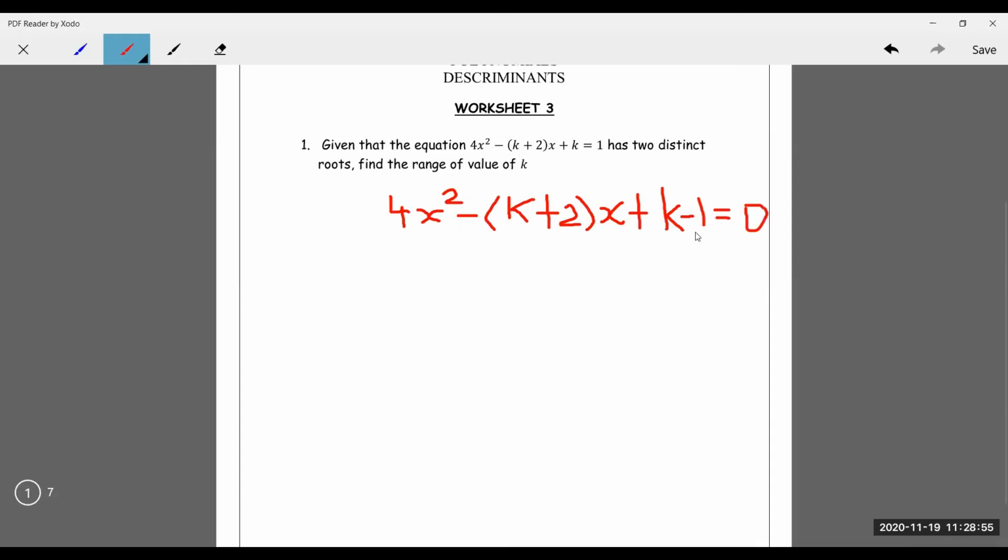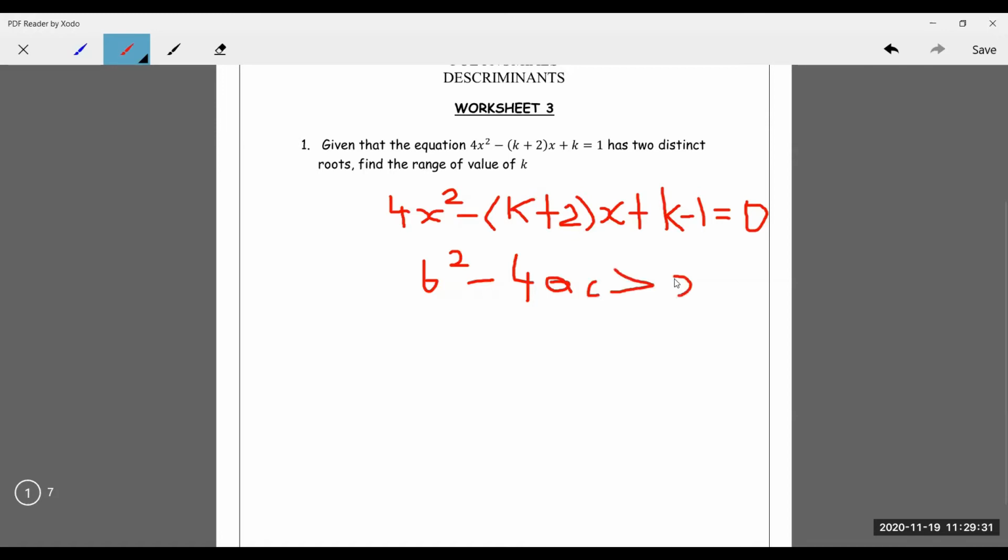So now we have a quadratic equation in its standard form, where 4 is the coefficient of x squared, minus (k plus 2) is the coefficient of x, and k minus 1 is our constant. So the range of values for when the roots are going to be real and distinct is when the discriminant is greater than 0. The discriminant, remember, is b squared minus 4ac. The roots are real and distinct when the discriminant is positive.